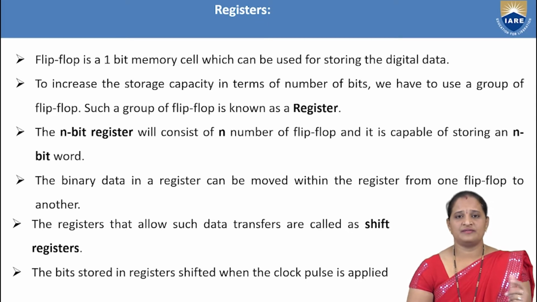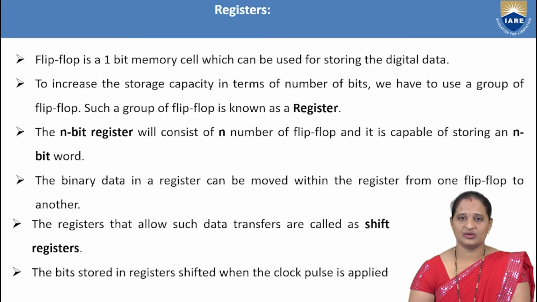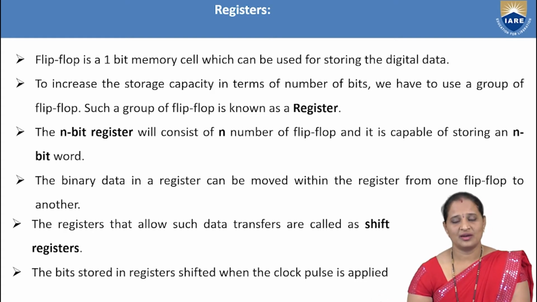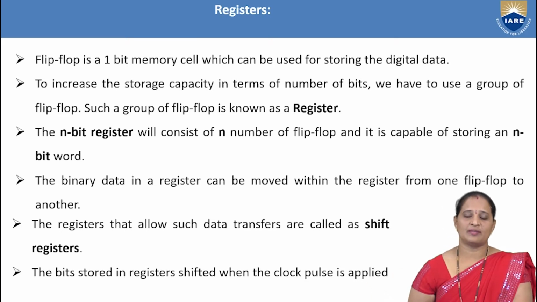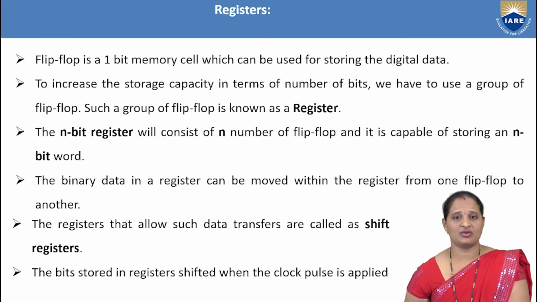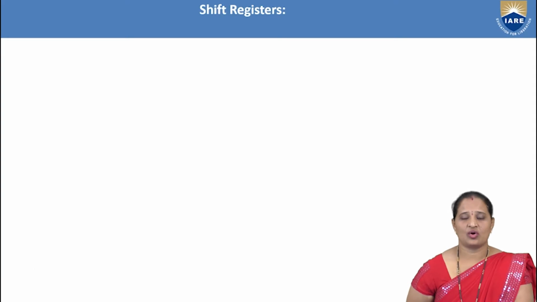And here, how can the shifting operation be done? These registers are examples of synchronous sequential circuits which work in synchronism with the clock pulse. The data stored in the register can be shifted 1 bit for every clock pulse applied. That means when a clock pulse is applied, the shifting of one bit of information can be done in either direction, that is either from left to right or right to left. So this works in synchronism with the clock pulse.